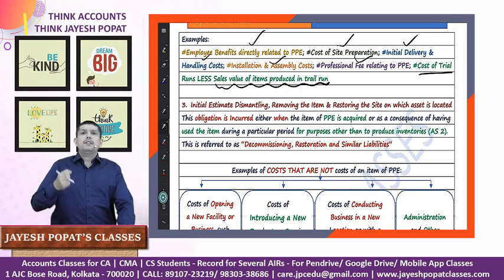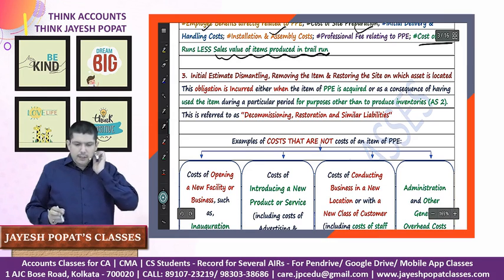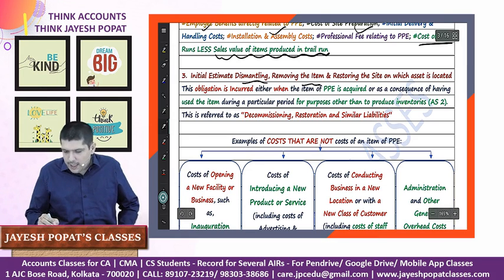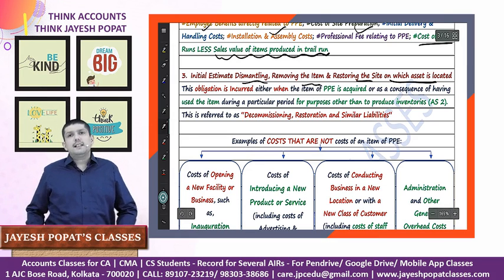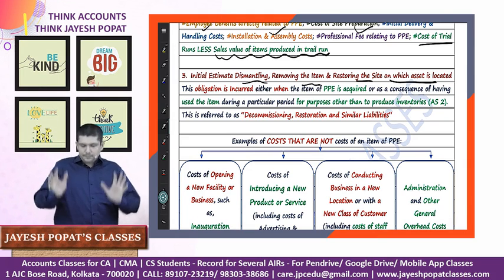Any revenue generated from selling the produce of the trial run has to be reduced from the cost of the trial run. And then initial estimate of dismantling, removing the item and restoring the site on which the asset is located. I'll give you a simple example. With the help of it, you will be able to understand.